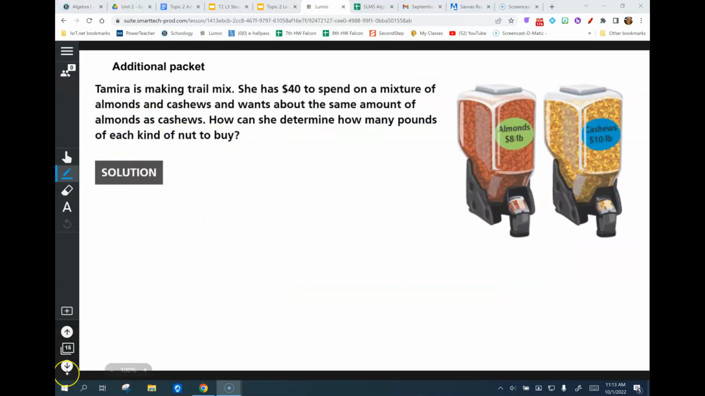Great. Okay, so on this next one, there are word problems, and usually like, oh my gosh, no, not word problems, yuck. But these are actually pretty nice, okay? These are not too bad, just stay with me. Tamira is making trail mix. She has $40 to spend. This is in your additional packet because I wanted you to be able to refer to it too. So go to your additional packet right now, okay? And she has $40 to spend.